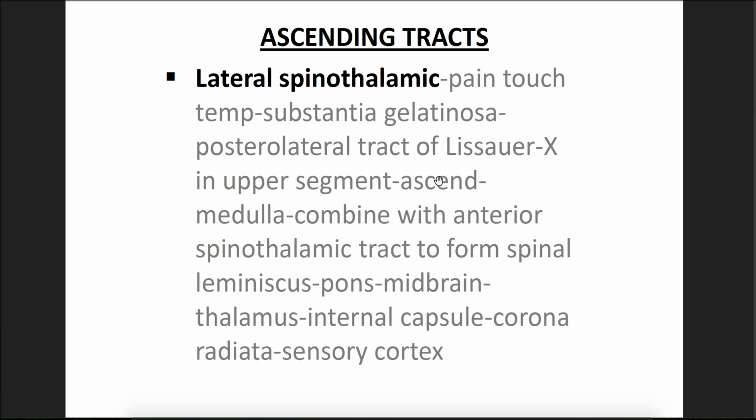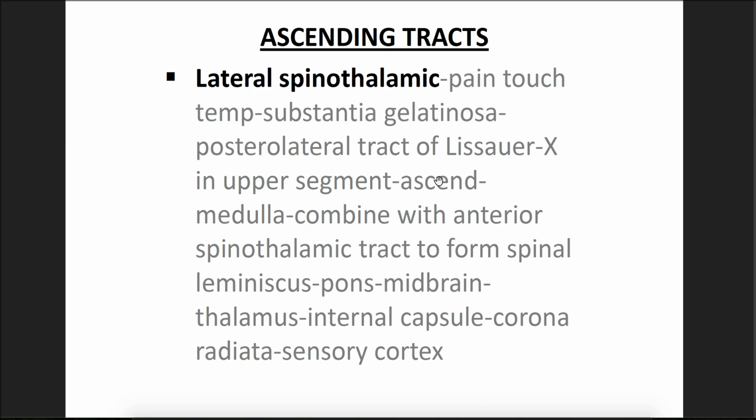So the lateral spinothalamic tract brings in pain, touch, temperature. The nucleus for that in the posterior horn of the spinal cord is substantia gelatinosa. Then the crossing and the ascending of a few segments above and below is the posterolateral tract of Lissauer. These fibers cross in the upper segment, because I said they travel up to segments above and below the level at which they enter. So they cross in the upper segment, ascend upwards in the medulla.